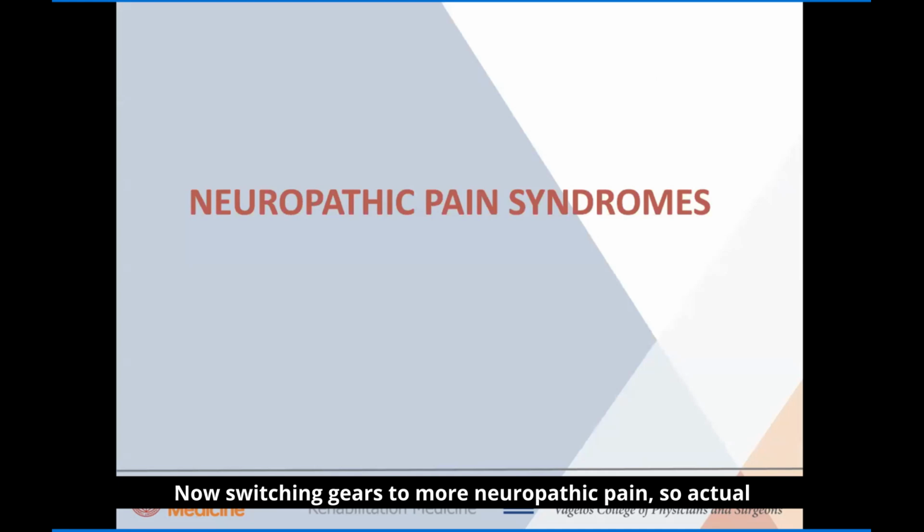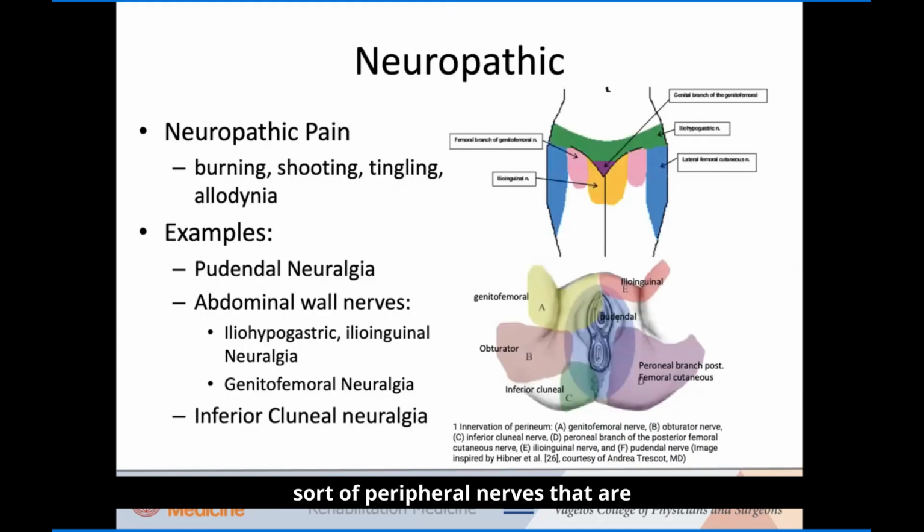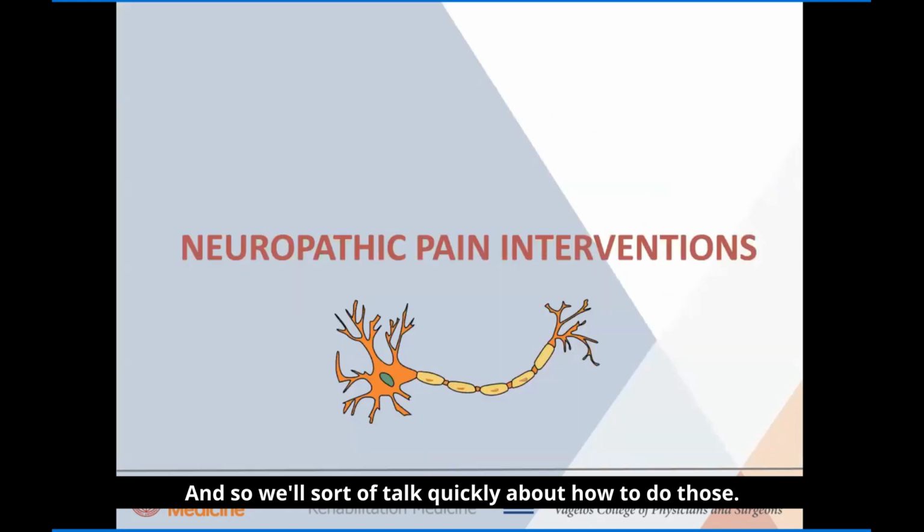Now switching gears to more neuropathic pain, so actual peripheral nerves that are getting entrapped. There's a lot of overlap here. I know I showed you the schematic here, but certainly here you can see along the hip and groin region where some of these nerves are and where the entrapment might present. And so for neuropathic pain, that's more burning, shooting, tingling, like pudendal neuralgia, iliohypogastric, ilioinguinal neuralgia, genitofemoral neuralgia, inferior cluneal neuralgia, all of those nerves can be targeted. And so we'll talk quickly about how to do those.